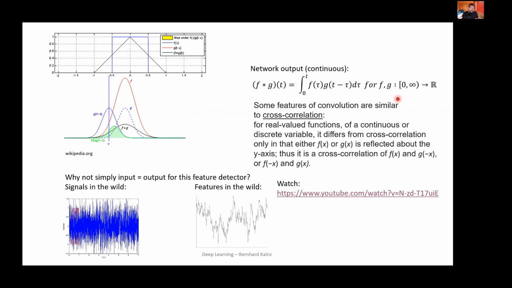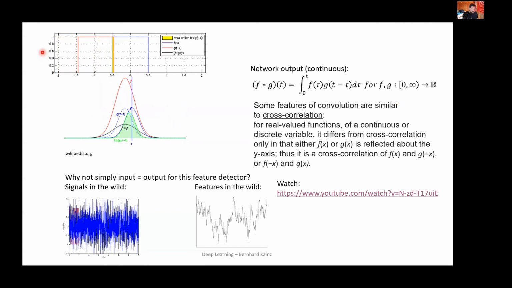So some features of convolution are very similar to cross correlation for real valued functions. It's quite different for imaginary valued functions, but for real valued functions, it differs from cross correlation only in that either f of x or g of x is reflected about the y-axis. So it is a cross correlation of f of x and g of minus x, or f of minus x and g of x. So they are very, very related with each other.